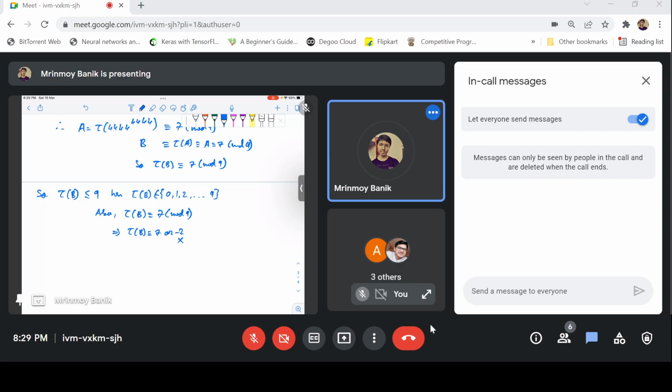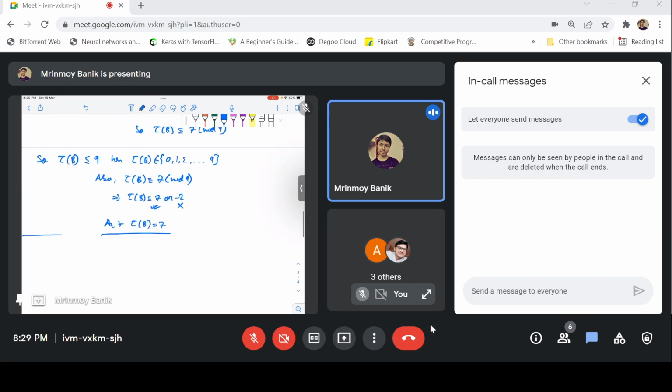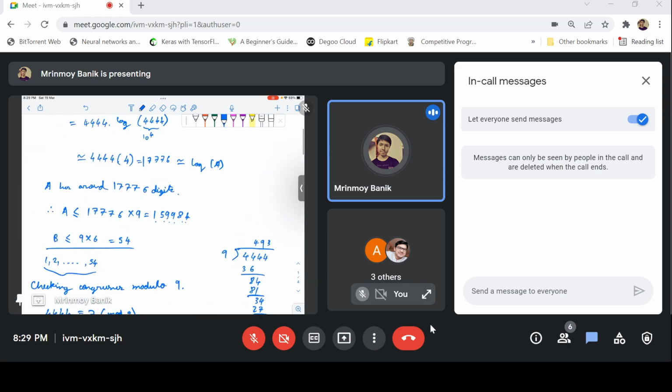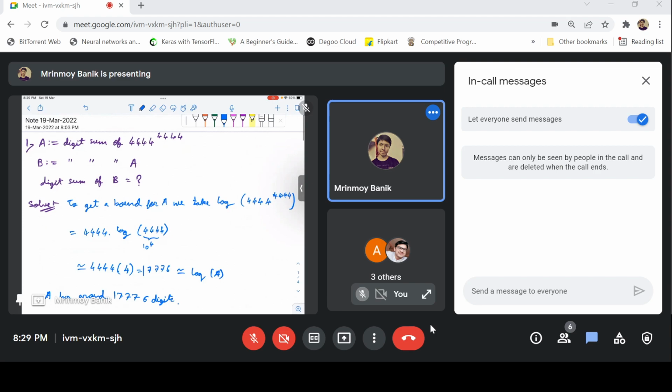Okay, so we get the digit sum of b equal to 7, right? Is that clear? This was pretty easy, I believe. Just have to take log and take bounds.